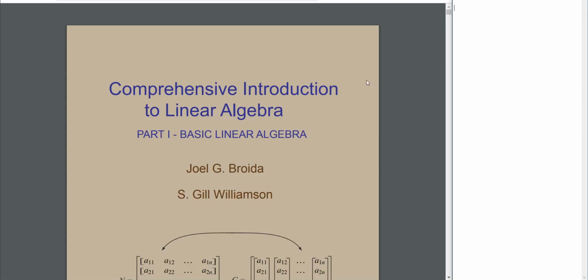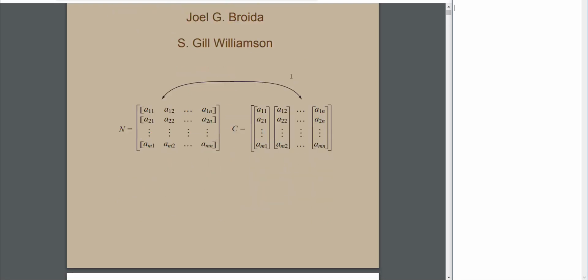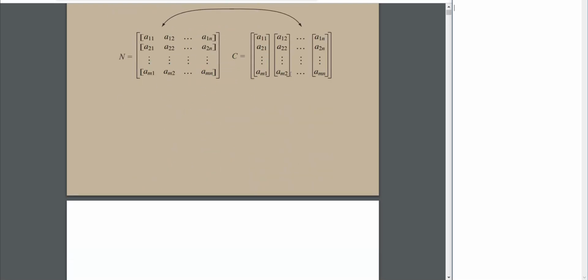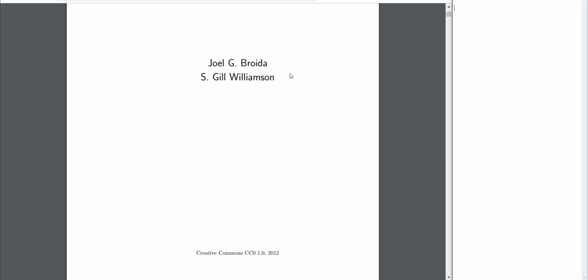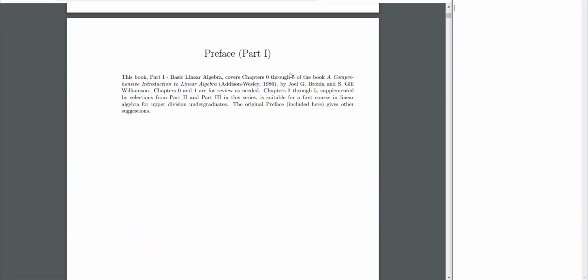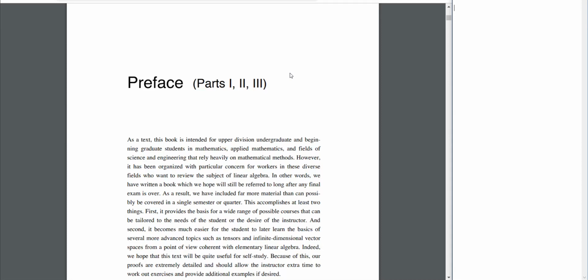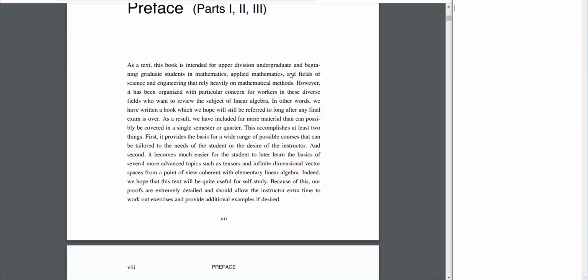Anyways, I'm starting off with a book, Comprehensive Introduction to Linear Algebra, the same book I've talked about in the plan. I usually like to go through the preface, so I'm going to do just that, briefly skim through the preface. It gives you a brief understanding of how the book actually works or how the book is structured. So, from my understanding, all right, let's do this then.